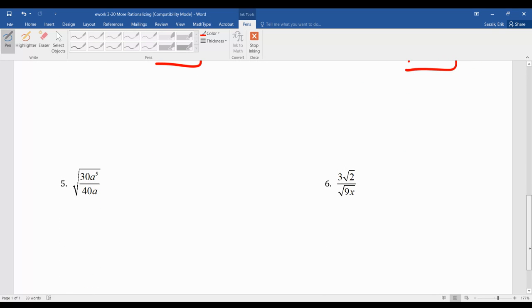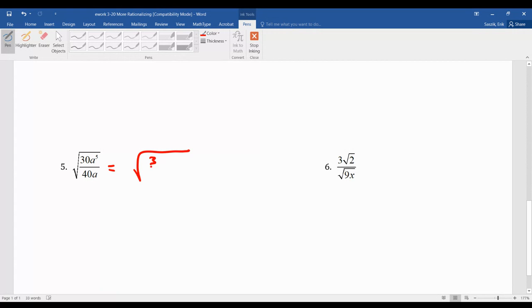Okay, these are a little bit harder, a little bit different. So here, you can't divide anything. I don't see any perfect squares. You can't divide anything. So now I'm saying, can I reduce the fraction? And I can. That reduces to 3 over 4.